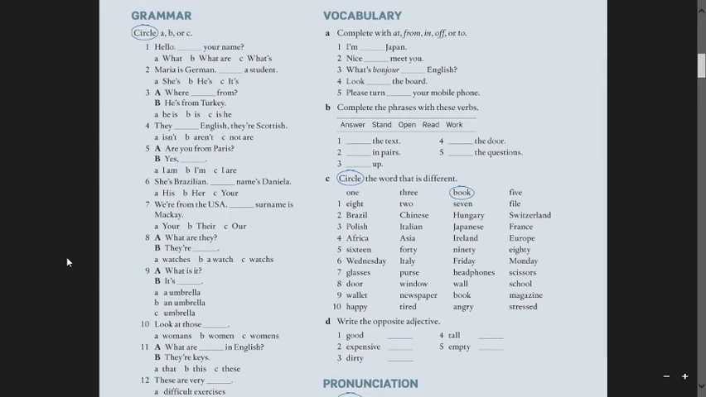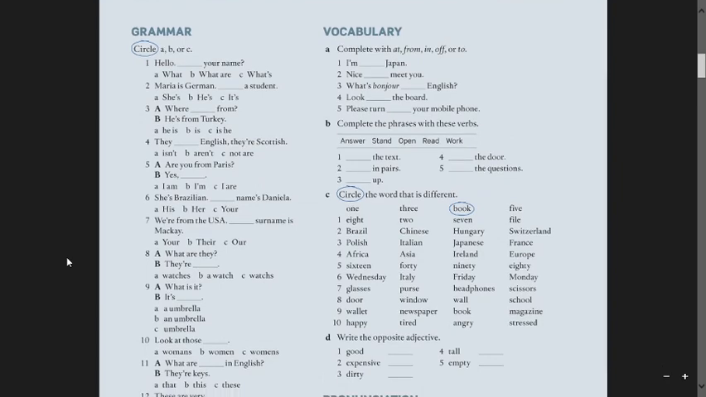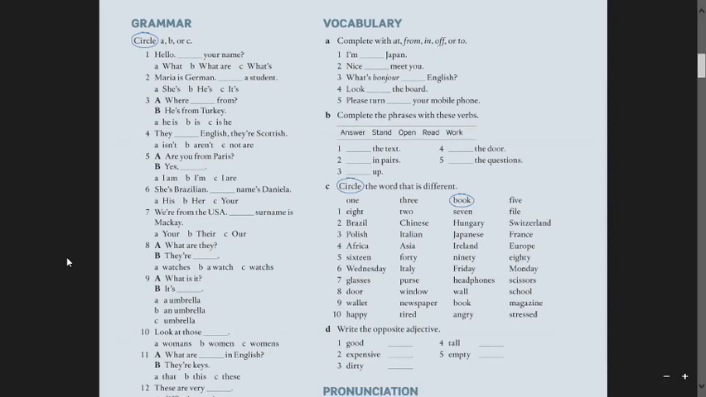Then in the second activity you have revision of vocabulary, okay? So you have different activities there, A, B, C and D. In activity A you have to complete the sentences with one of the prepositions there, okay? At, from, in, of or to. So "I'm Japan, nice meet you, what's bonjour English," okay? And the same with the 5 sentences.